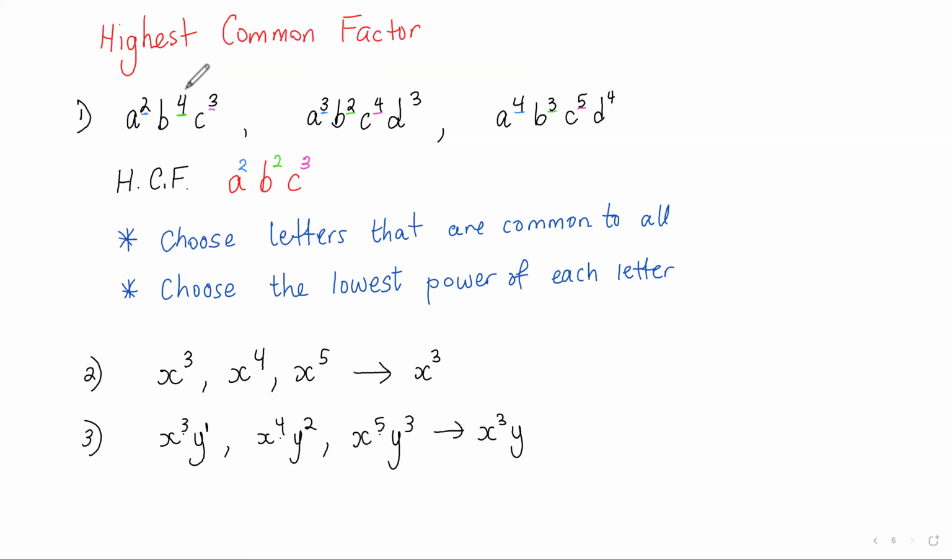For B, the powers were 4, 2, and 3. So the lowest number there is 2. That's why this was B squared. And then with C, you had 3, 4, and 5. So the lowest power there is 3. So the highest common factor of these three terms will be A squared, B squared, C cubed.